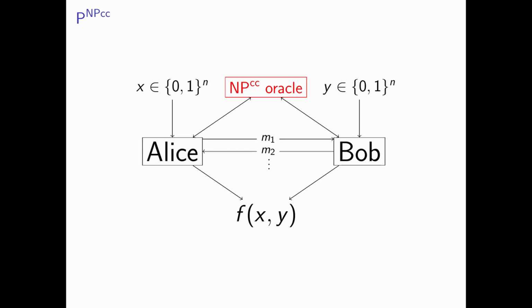In P to the NP communication, the parties can exchange bits of information just like in deterministic communication, but can also solve functions where they are charged the NP communication cost of that function. This is similar to the concept of an oracle query in Turing machines. These communication oracles come up quite a bit in this talk, so let me go into a bit more detail on them.